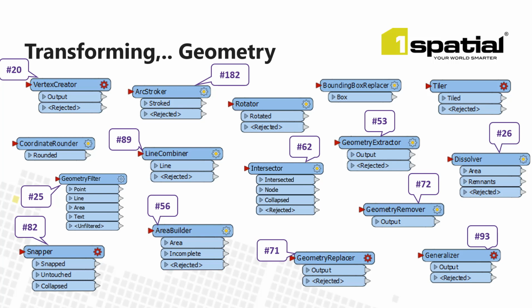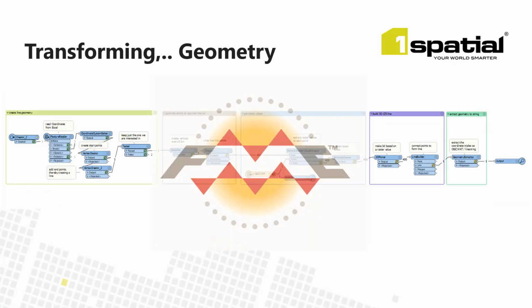So the vertex creator creates vertices or point geometries. The geometry filter is a pretty useful one actually. That lets you filter your data by geometry types, so you can perform different processing on different geometry types afterwards. The tiler lets you chop your data into tiles. The dissolver, generalizer, and intersector are all doing the geometric operations that their name implies to transform your data.